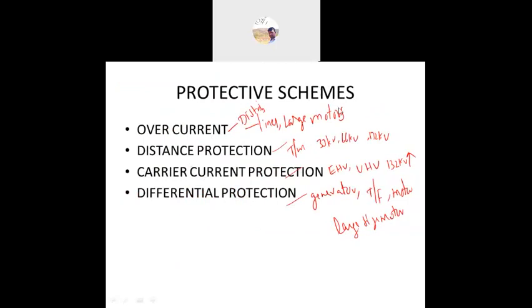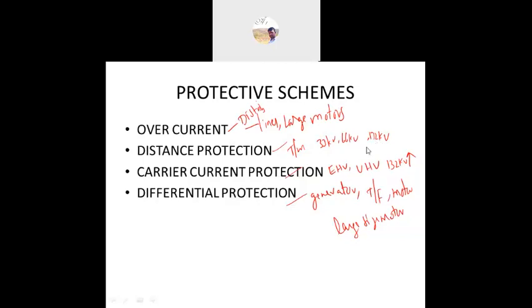Okay, so which type of protection do we use in which situation? The overcurrent protection scheme is used for the distribution line. Next, distance protection is used for the transmission line and sub-transmission line, which have 33 kV, 66 kV and 132 kV. Next we have carrier current protection.